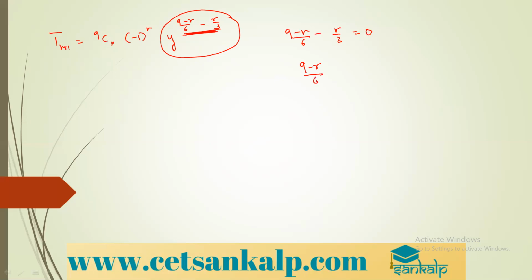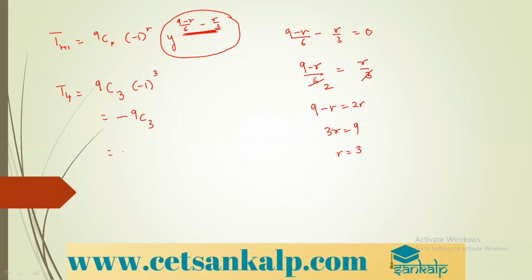Or 9 minus r by 6 equal to r by 3. 3 ones, 3 twos. 9 minus r equal to 2r. 3r equal to 9, or r equal to 3. Because I got r as 3, I will have the fourth term, that is 9C3 into minus 1 power 3. r is 3. So minus 9C3, the fourth term, is independent of y.